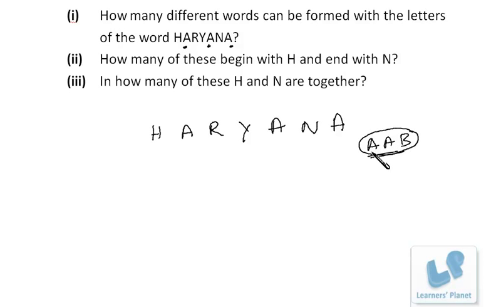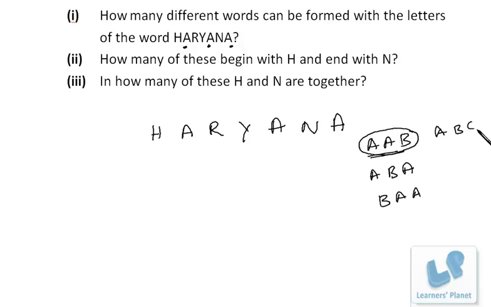So how do I do that? Say this A, and B. The next arrangement will be A, B, A, right? And the third arrangement will be B, A, right? Now I don't have more arrangements because these two A's are identical, right? So what is the concept over here?